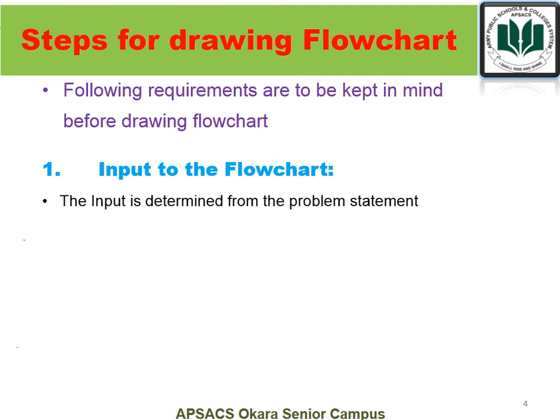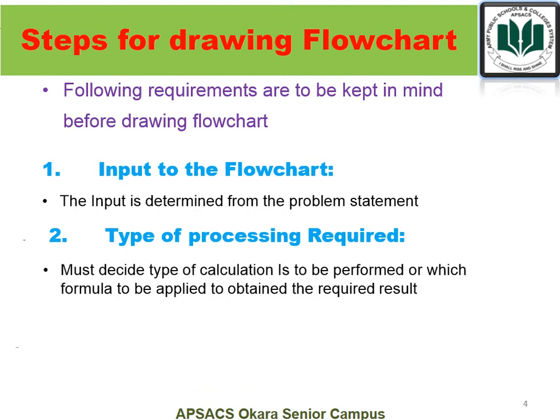The input is determined from the problem statement. You can easily know what the input will be from the problem statement. It will tell you what input will be used to solve the problem. Next is type of processing required. Which operations are to be performed to solve a problem should also be kept in mind.